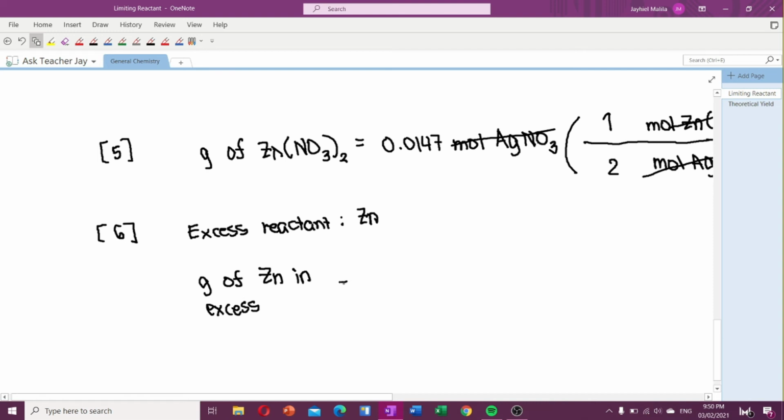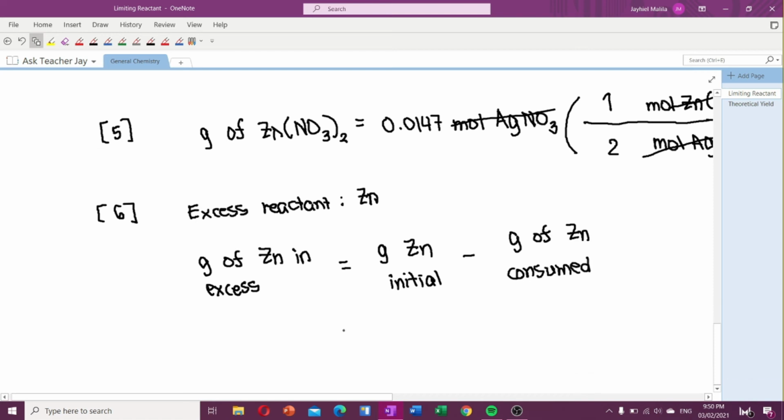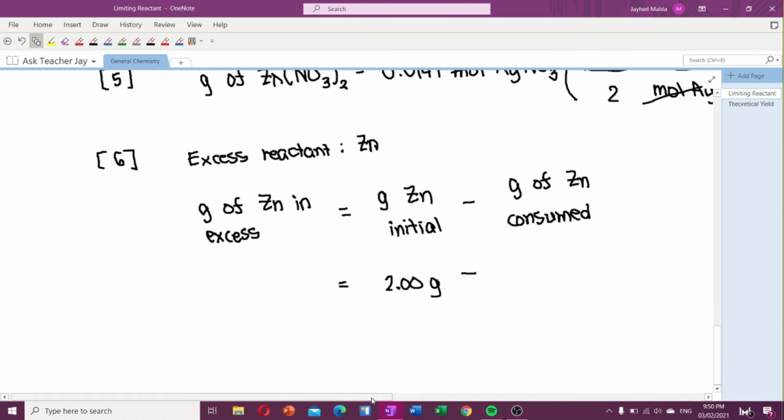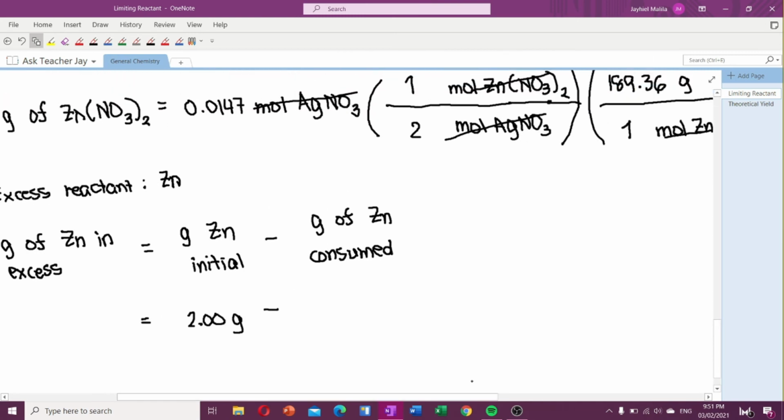So we are going to use this equation. Grams of zinc initial minus the grams of zinc that is consumed. Of course, the initial part is easy because we already know that it's 2 grams of zinc initially. But as for the grams of zinc consumed, we still need to do stoichiometry for this one.